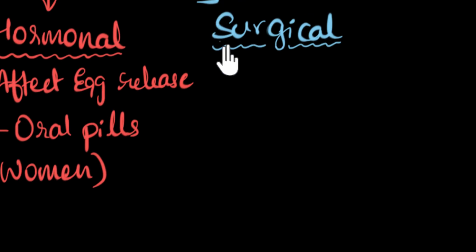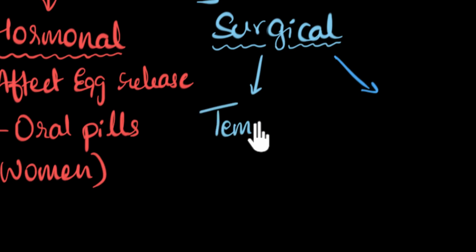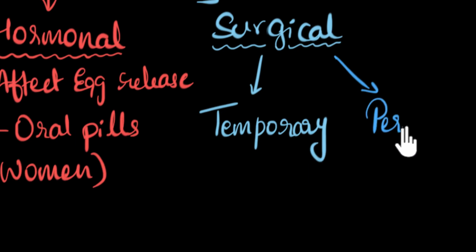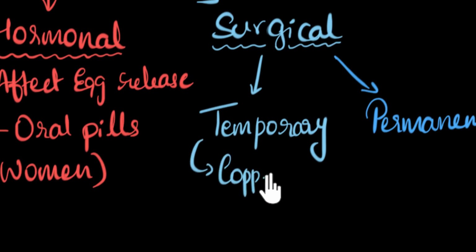As the name suggests, here, some kind of surgeries need to be performed. Now, depending upon the kind of surgeries, we can further classify it into two kinds. So there are certain surgeries that can be done to have temporary contraceptives. These are temporary methods. And there are some others which give permanent contraception. Permanent. Okay, let's start with the temporary ones. The most common temporary ones would be copper Ts, and I'll explain that in a second. Copper Ts, or loops.